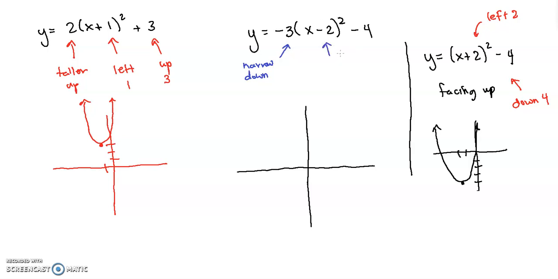Minus 2 on the inside. Inside is left and right and opposite, so that's going to take us to the right by 2. And the 4 is on the outside, so it's going to take us down by 4. Okay, so we're going to go right 2, down 4. And it's going to be kind of narrow and facing down. Okay, so that's the idea there. Make sure that you can account for those numbers and that you can get a quick sketch. Now in the next section we're going to do a little bit more than this, but for this section you just need to be able to get a quick sketch of it.